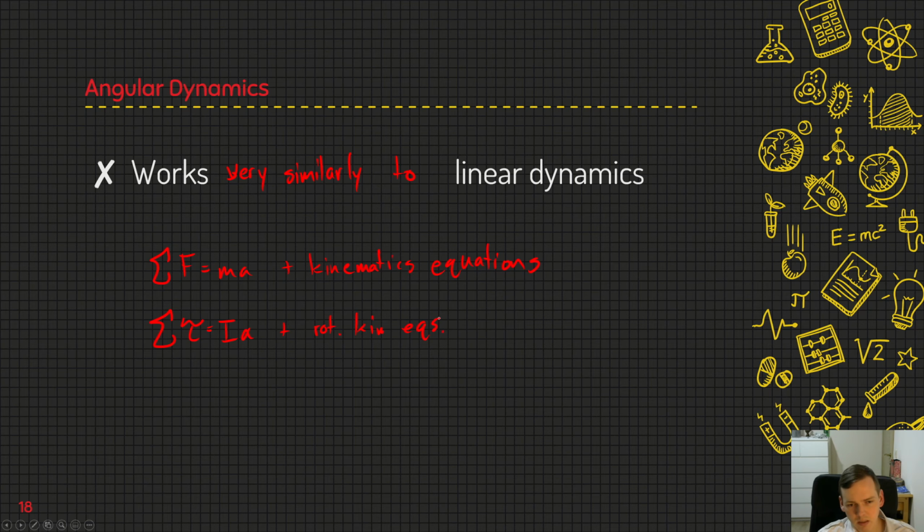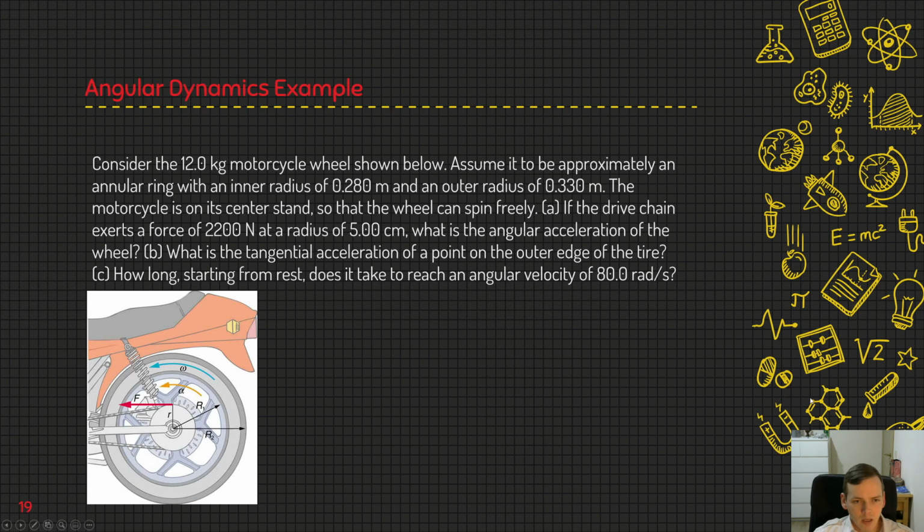And the easiest way to look at this is just looking at an example. So let's jump into that. Consider a 12 kilogram motorcycle wheel as shown below. Assume it to be approximately an annular ring with an inner radius of 0.28 meters and an outer radius of 0.330 meters. The motorcycle is on its center stand so the wheel can spin freely. If the drive chain exerts a force of 2,200 newtons at a radius of 5 centimeters, what is the angular acceleration of the wheel? There's a lot of stuff said there, but you can look at this diagram and we can start taking it apart.